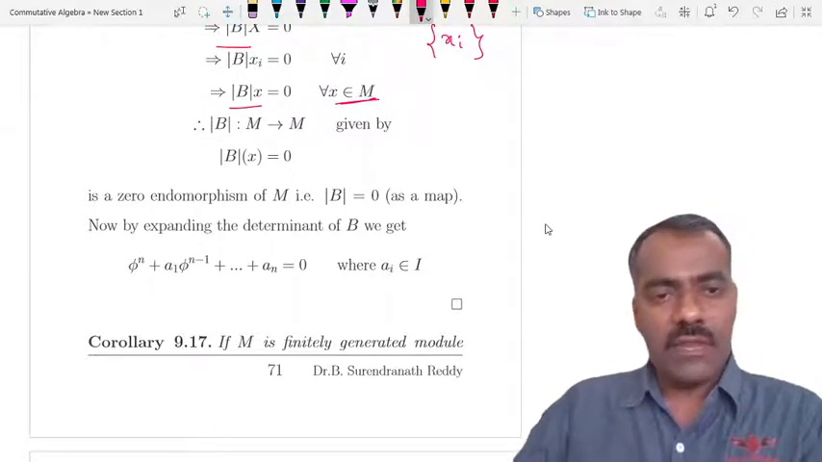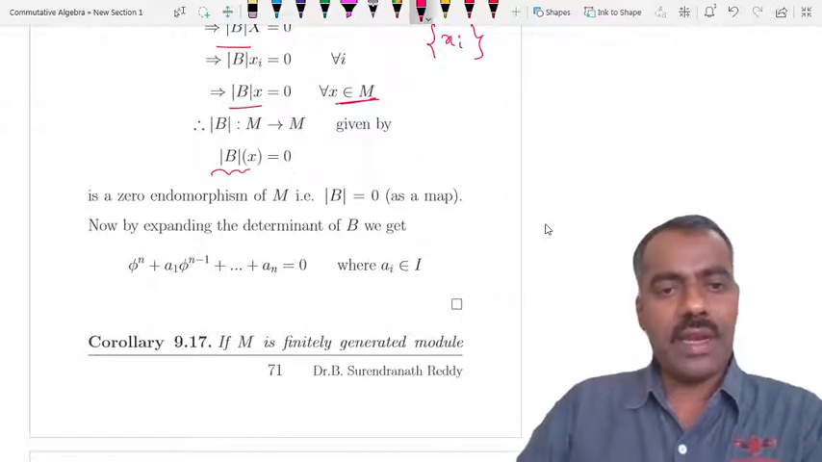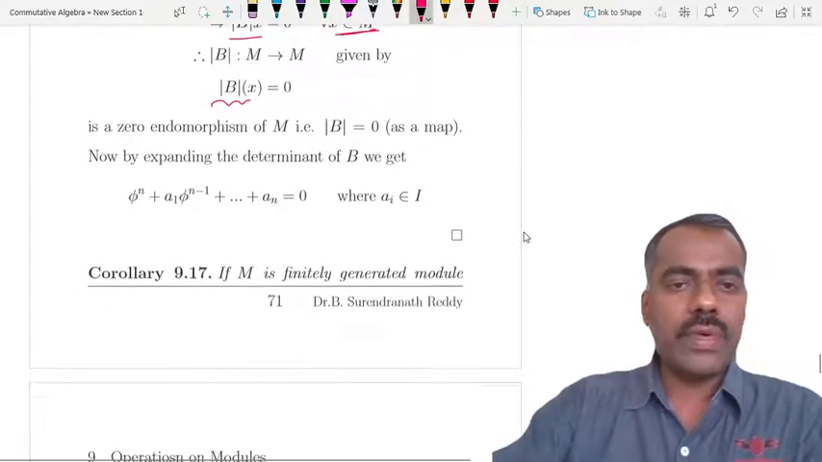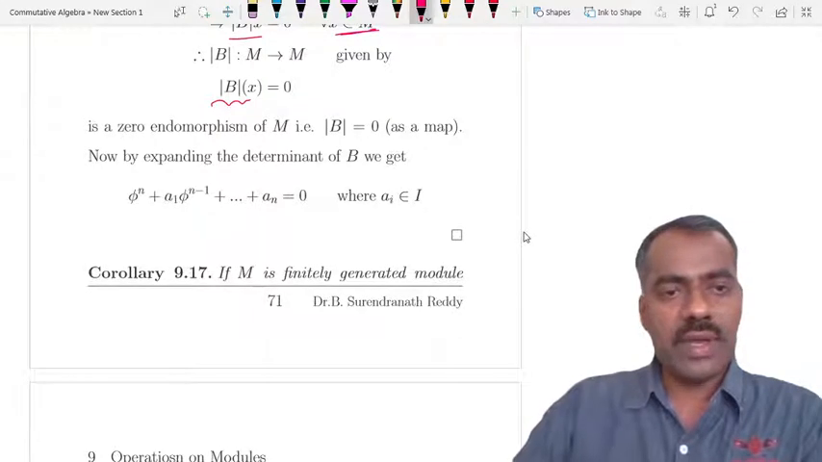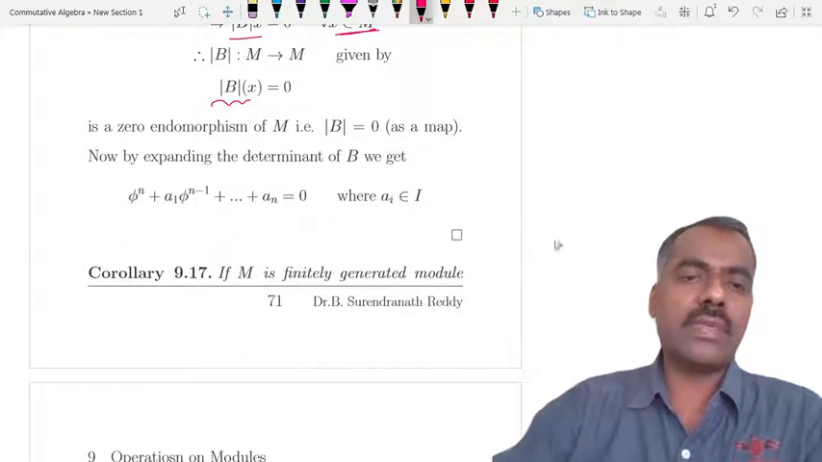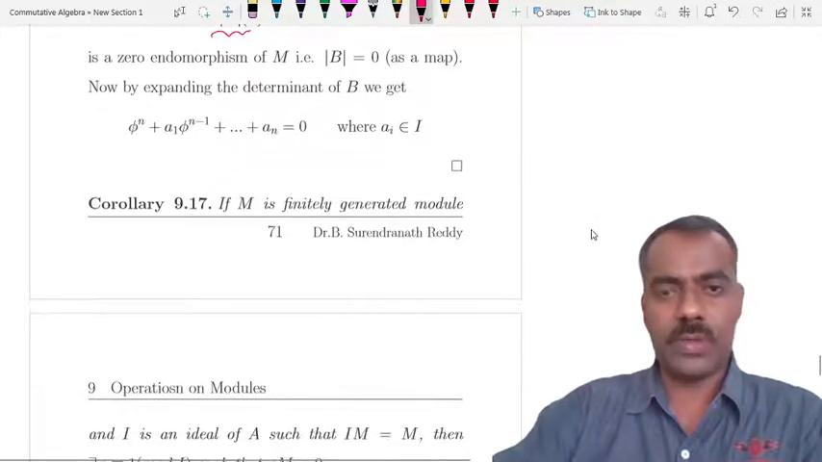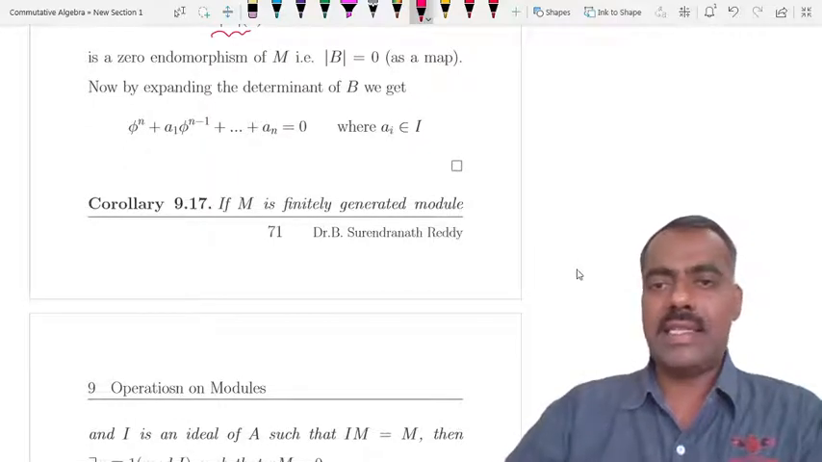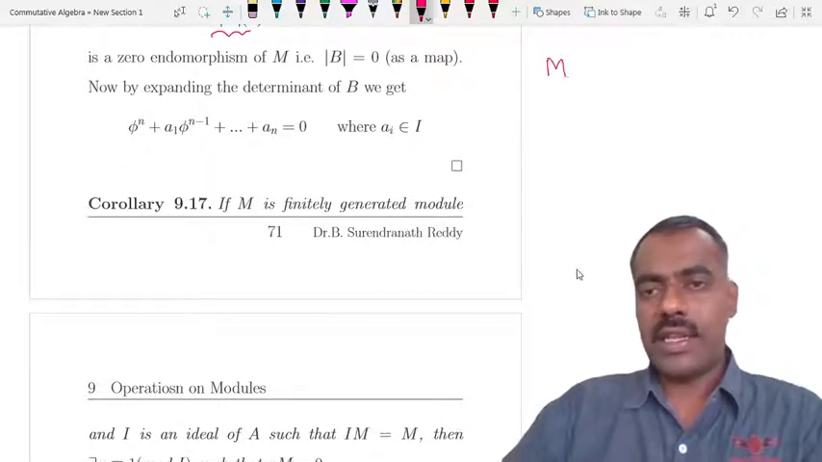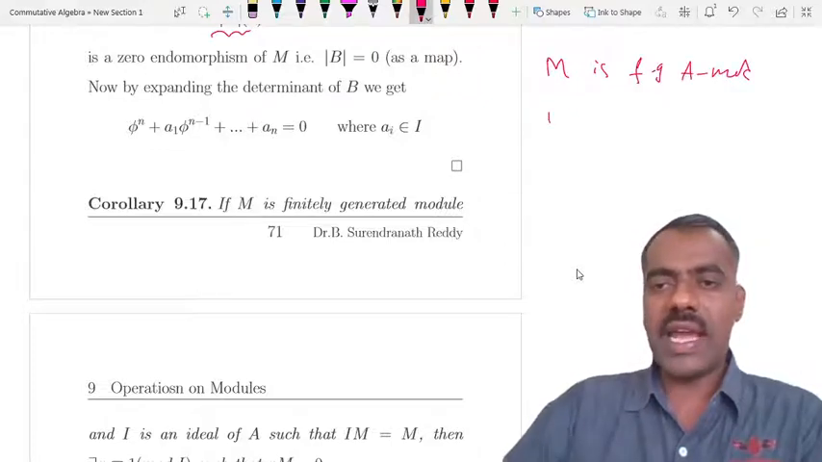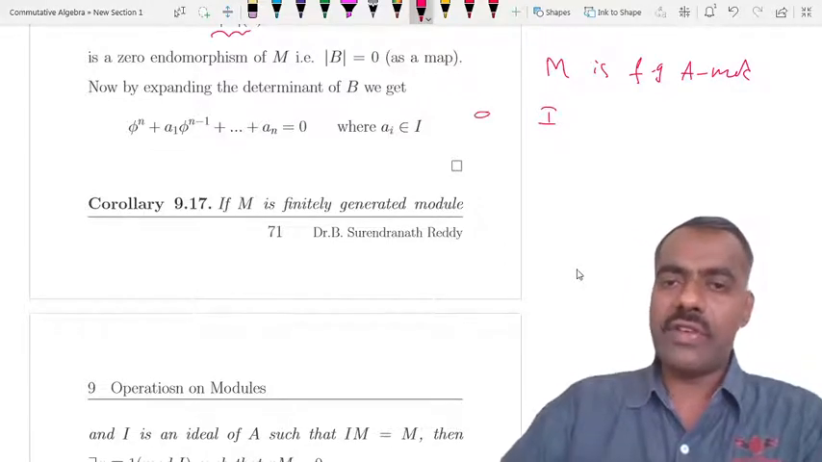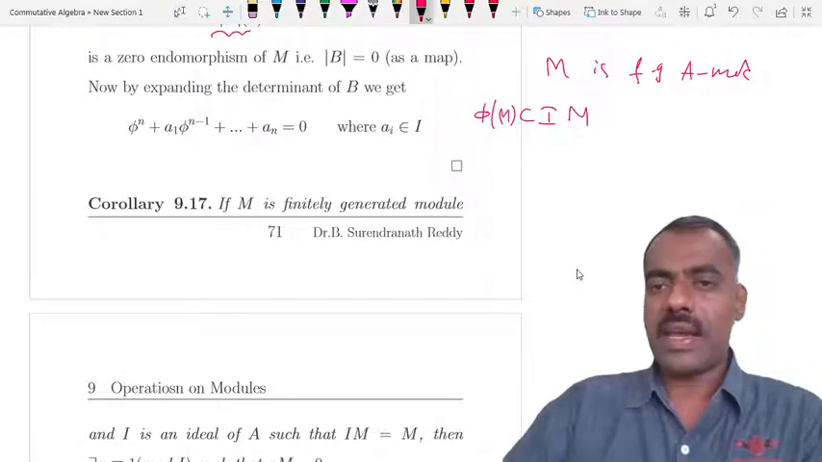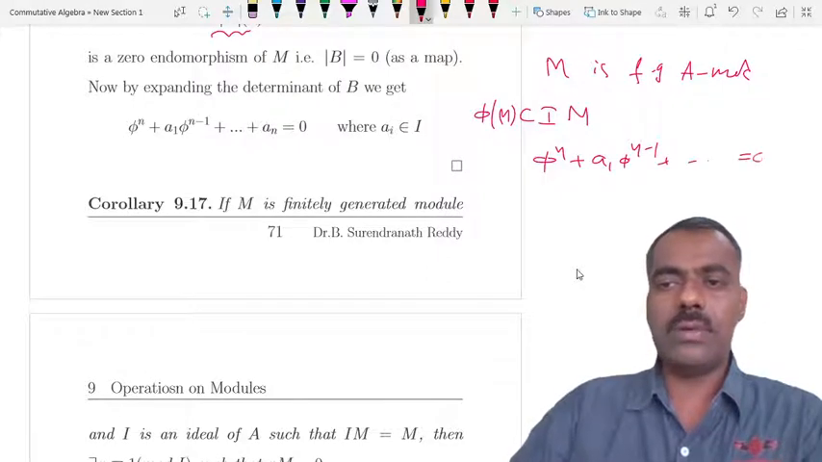Now if you find this determinant of B, and expand it, you get phi^n + a1 phi^(n-1) + ... + an equal to 0. So the result is important: if M is a finitely generated module and we have an ideal I such that phi of M is contained in I times M, then there exists some n such that phi^n + a1 phi^(n-1) + and so on equals 0.